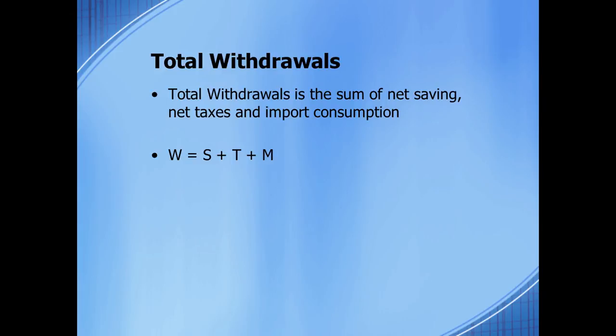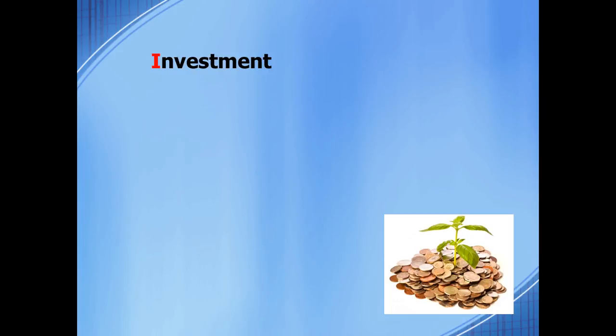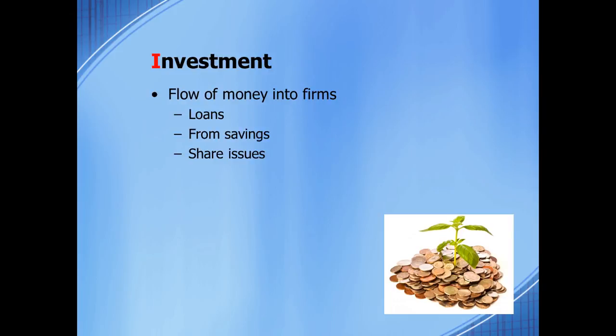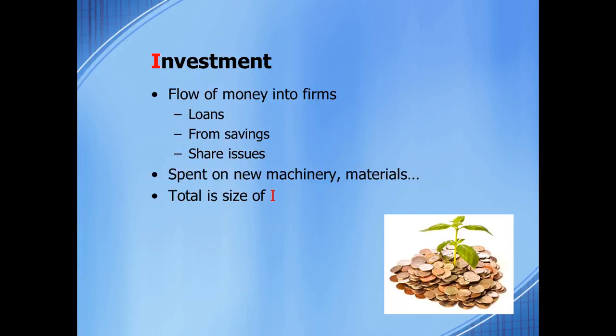I want to think now about how money can go back and be added, injected, into this circular flow. First of all, I think about investment. Investment is simply a flow of money into firms. It could be from loans, it could be from savings, it could be from share issues, and this investment is then spent on new machinery and materials. The total is I, the total investment.